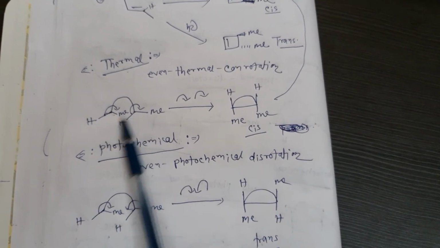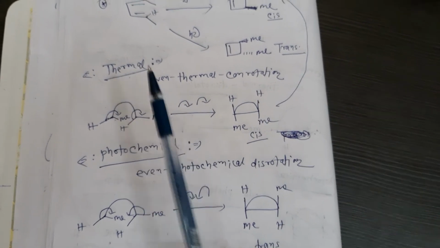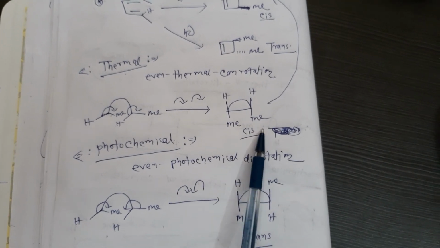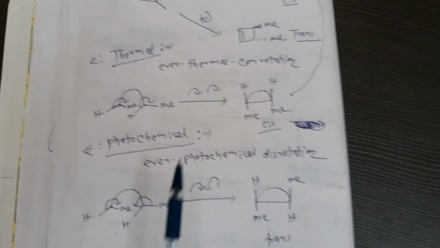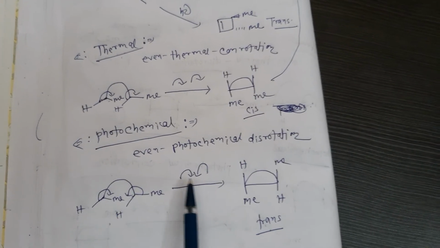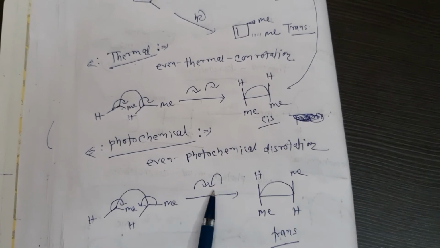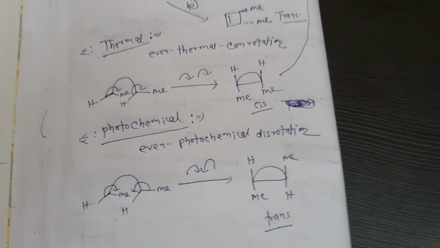So this hydrogen is outside, methyl inside, hydrogen inside, methyl outside. If you consider this thermal condition, then it is even thermal conrotation, which will give the cis product. In photochemical condition, even photochemical, this is disrotatory mode. So if you consider disrotatory mode, this is clockwise and this is anti-clockwise. So the product which is formed is the trans product.